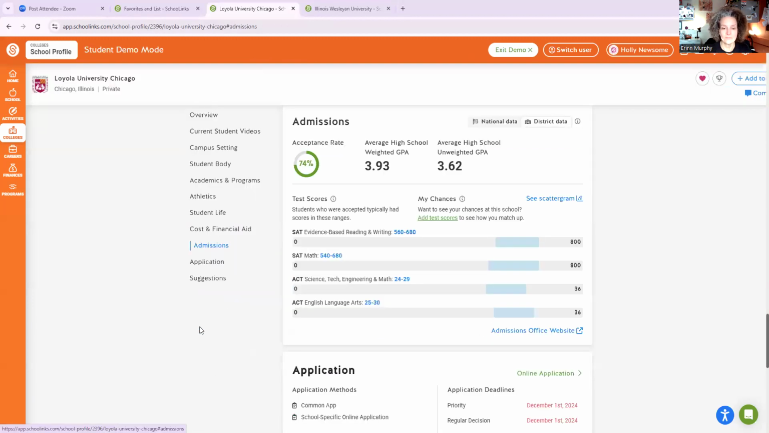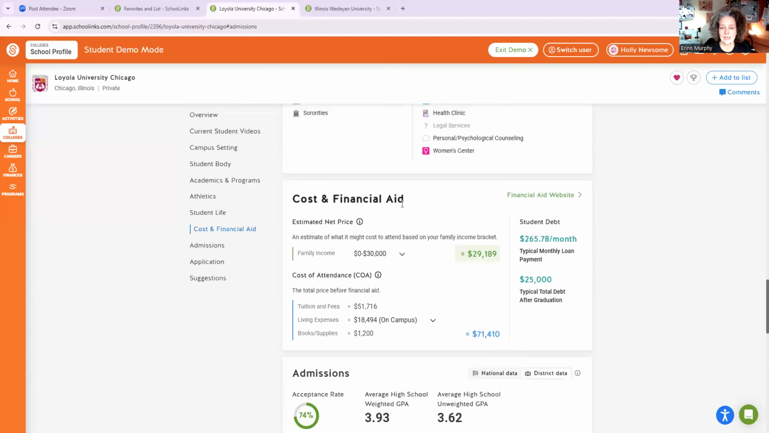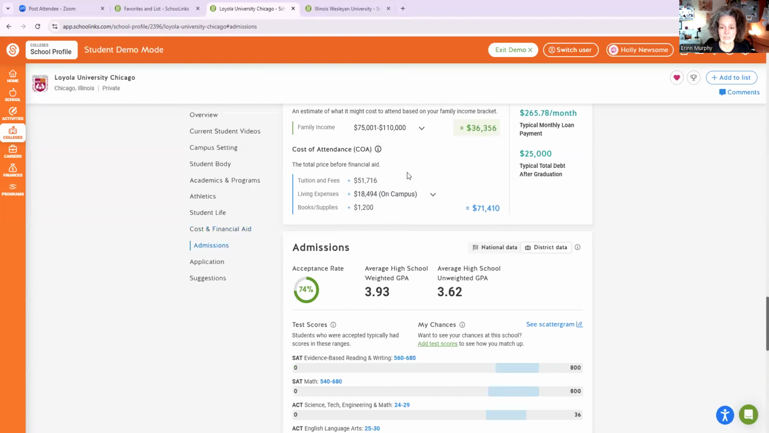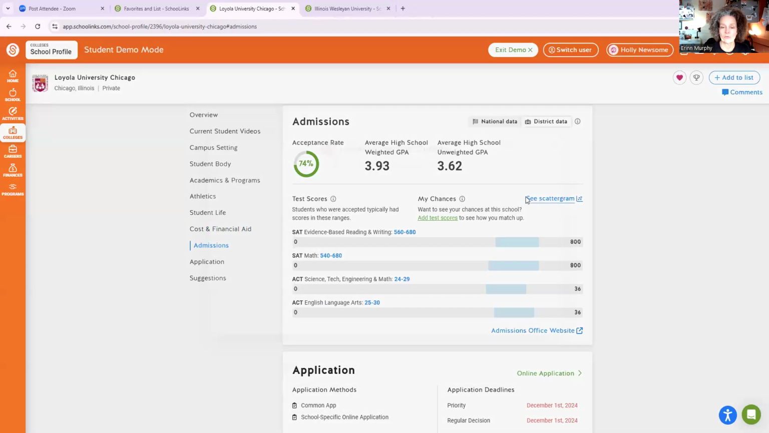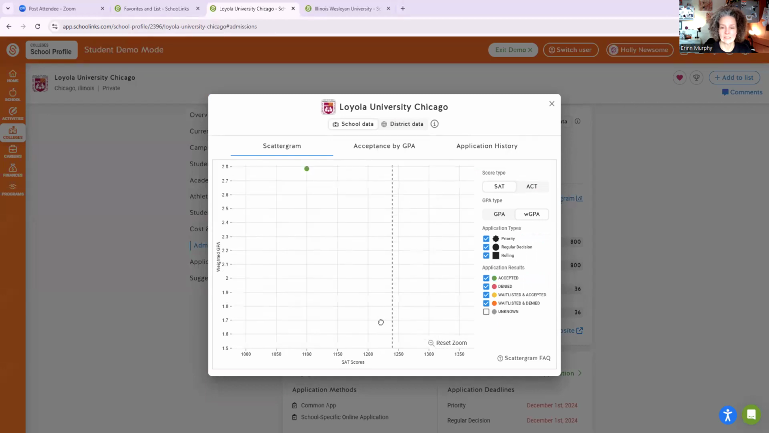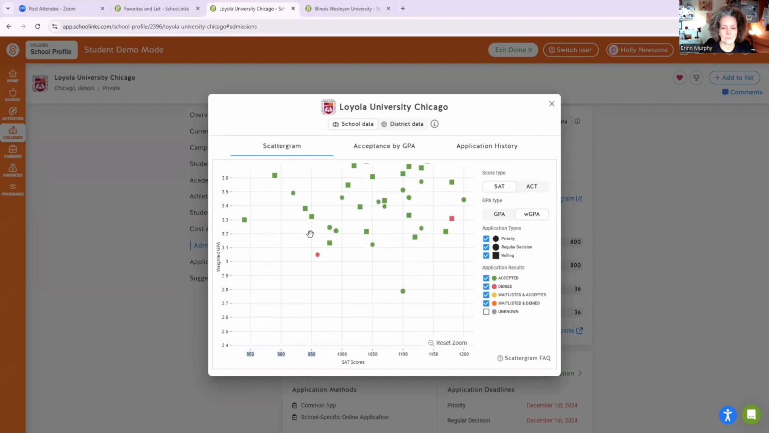And then this admissions section is where you can see the scattergram, look at some of that admissions information, costs and financial aid. Again, we're going to adjust for family income to get a clearer view of our estimated cost. And then you can always go out to that scattergram to see. I'm sitting at a 3.2 weighted. I've got a lot of green in there. That feels pretty great for me as far as thinking I'm going to apply to Loyola. All right, happy searching.